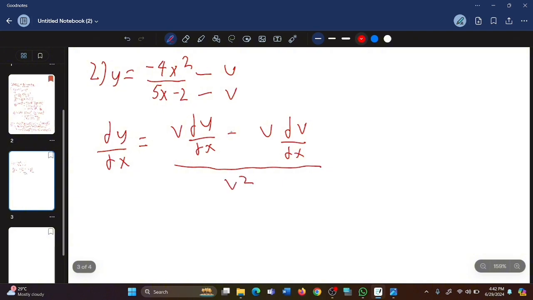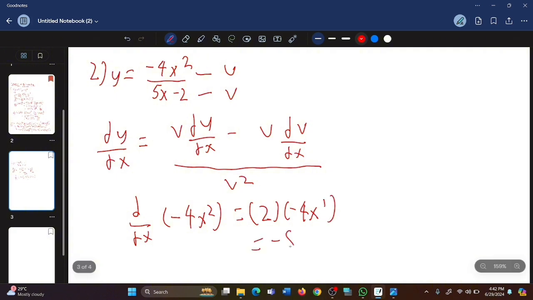So first let's find out du by dx and dv by dx. What is u? Always the numerator is u and the denominator is v. By saying v, we mean the denominator, and by saying u, we mean the numerator in the case of u by v differentiation. So first let's do du by dx. U is minus 4x squared. So d/dx of minus 4x squared. How do we do it? We bring the power in front. So we multiply 2 by minus 4x, then we subtract 1 from the power, it becomes x to the power 1. So it is minus 8x.